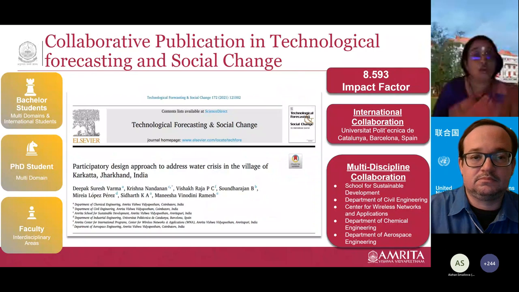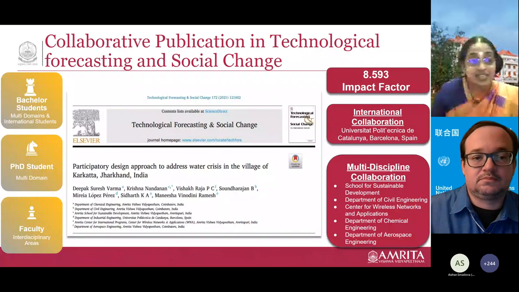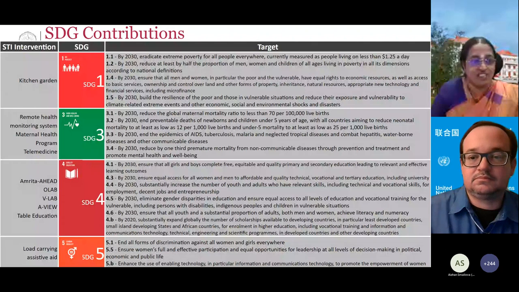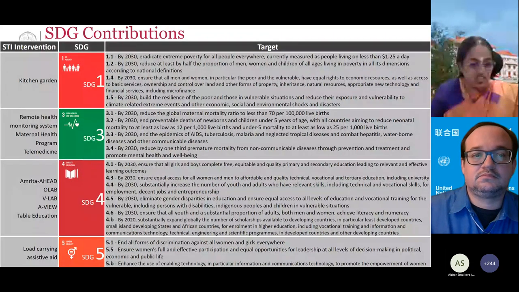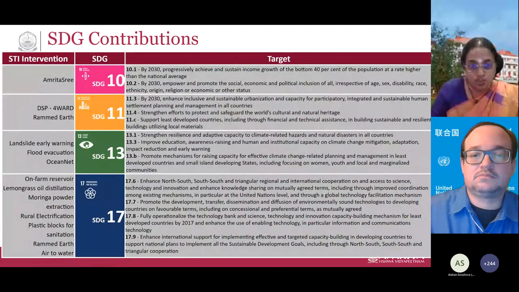And it also led to collaborative publications. This is one example where a bachelor student came up with a journal paper with 8.59 impact factor, working with international partners from UPC from multiple domains. And each of these interventions has contributed to different SDGs at different target levels: SDG 1 and SDG 3, SDG 4, SDG 5, SDG 6, 7, 8, 10, 11, 13, and 17. On each of these solutions, it has taken.